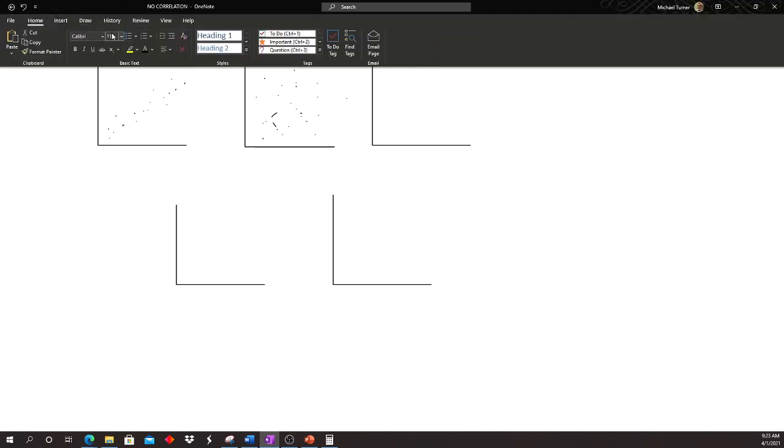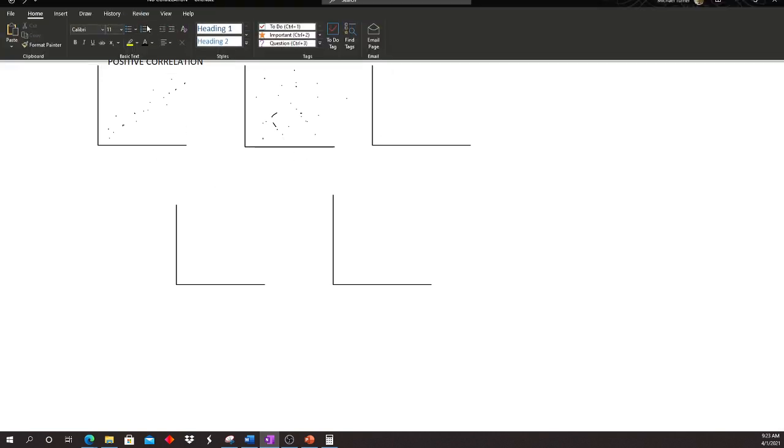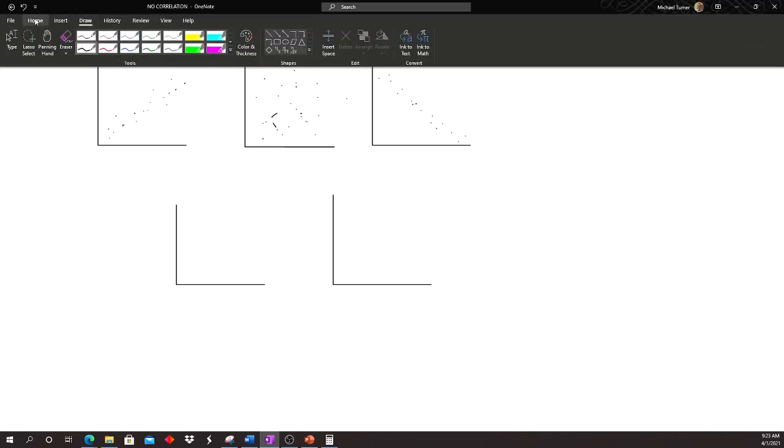If, however, we could draw a negative line through those data points, like so, then we would say there is a negative correlation.